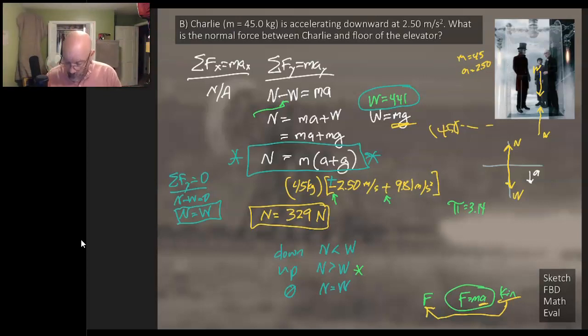Now on my way down, if I'm standing there, it's going to read 180 pounds. But then if the car starts to move down, I've got that downward acceleration. My normal force has to be reduced, and then I'll be in this situation. Instead of reading 180, it might read 160 or something like that. So it's going to go up or down like that.